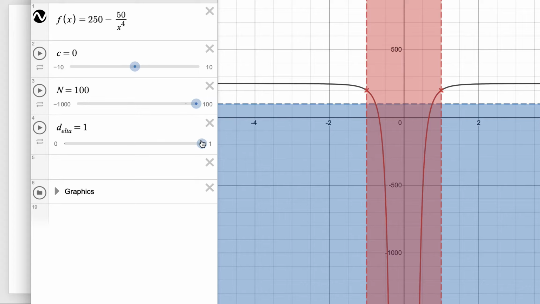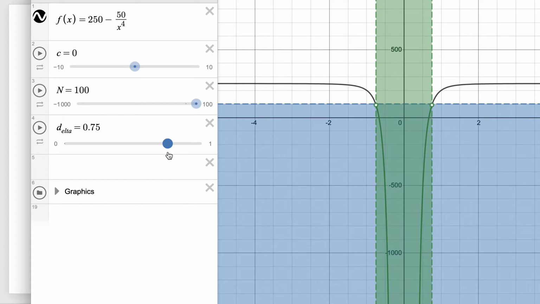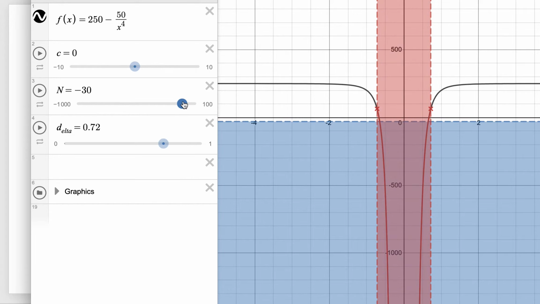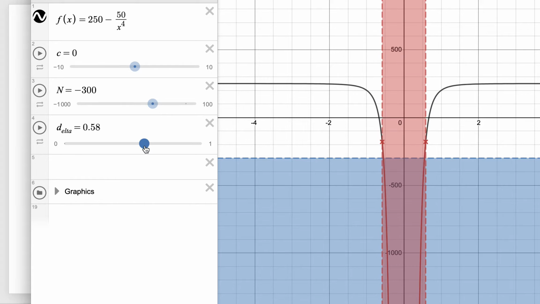And so if I shrink down a delta so that all of the y values are less than 100 here, the delta of 0.75 works. If I make n even more negative, maybe negative 300, I want to find a neighborhood around 0. There we go. Delta of 0.54. This goes from negative 0.54 to positive 0.54.